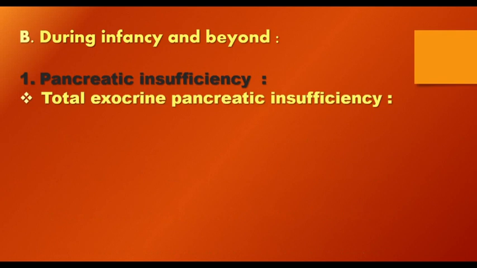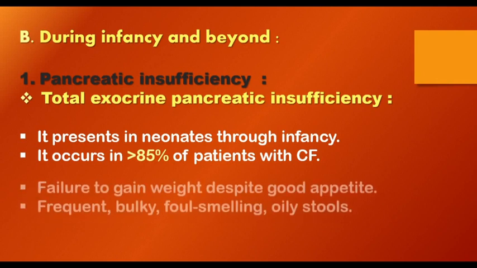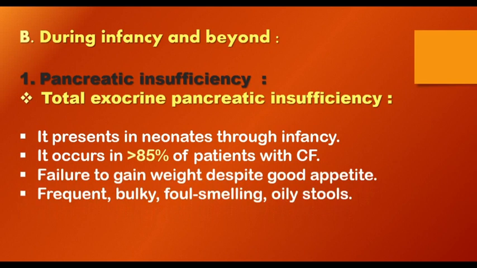So if we talk about total exocrine pancreatic insufficiency, this presents in neonates through infancy, and this accounts for more than 85% of patients with cystic fibrosis. And this is the problem when we talk about total exocrine pancreatic insufficiency. So it affects babies and will lead to a failure to gain weight despite a good appetite.